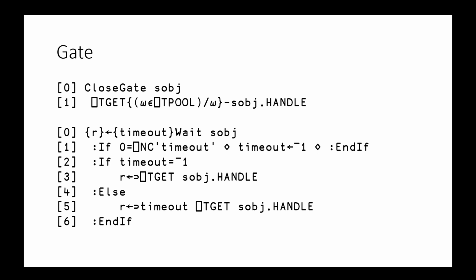This is more code. When the gate is closed, it just removes the negative token from the token pool. The wait basically just calls tget with or without a left argument. Without the left argument, it waits forever. With the left argument, it times out after some time.